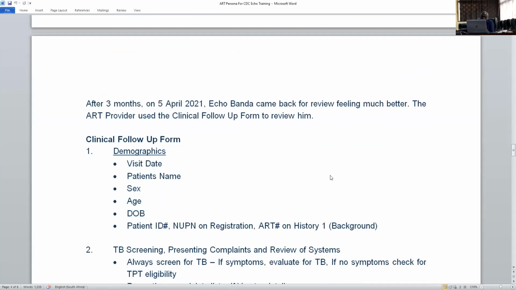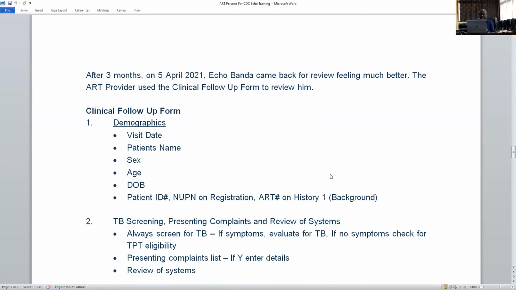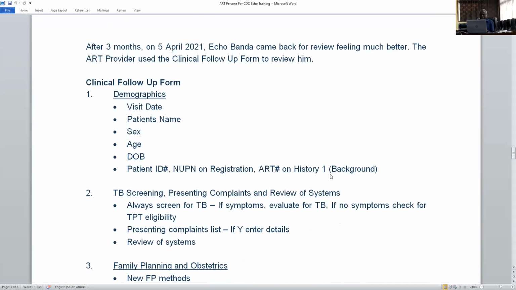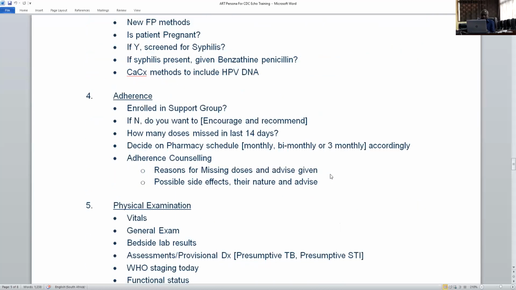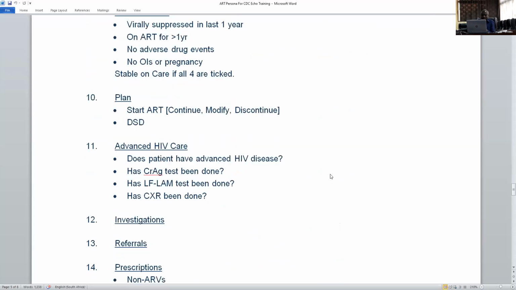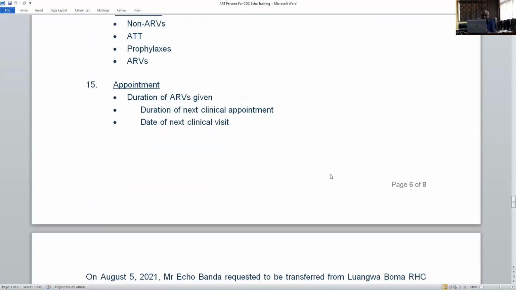Then after 3 months, on 5th April 2021, Eko Banda came back for review, feeling much better. The ART provider used the clinical follow-up form to review him. So we'll also enter details about the clinical follow-up.